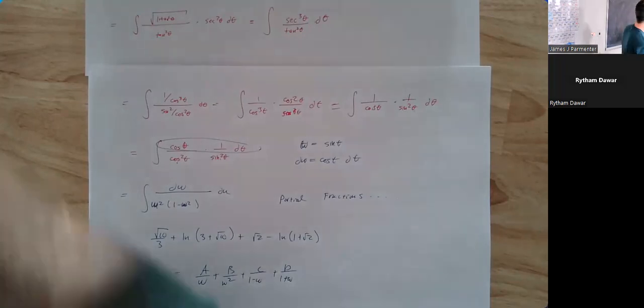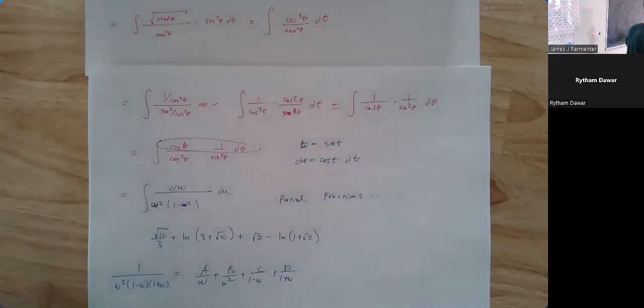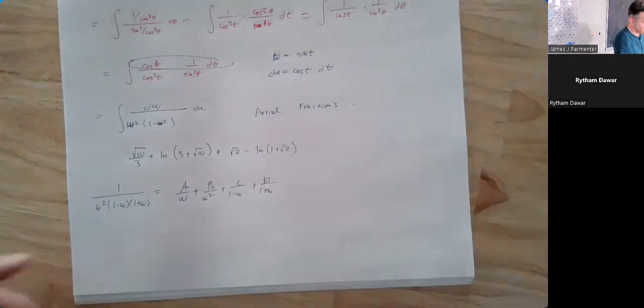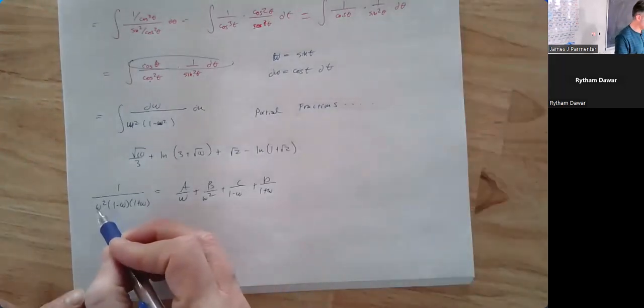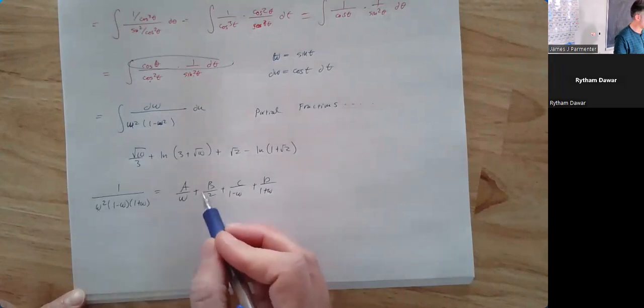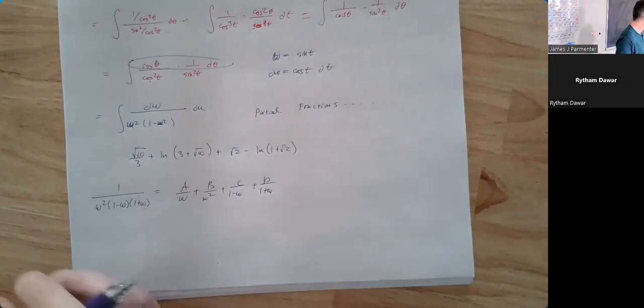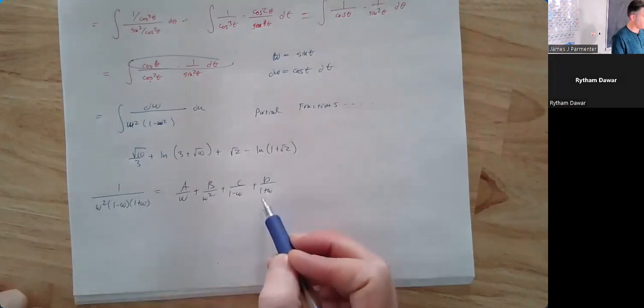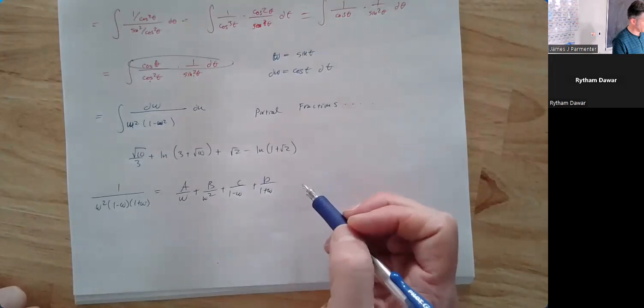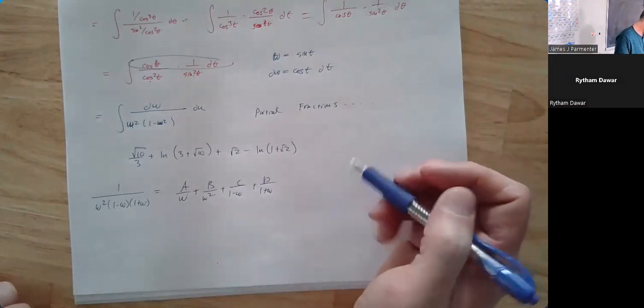Where did the w come from under the a? Because you have w squared. Right, so that's the thing. When you have a partial fraction decomposition, whenever you have a repeated linear factor, you have to have that highest power and every lesser power. Oh, okay. So if I had a 1 plus w cubed, I'd have a d over 1 plus w cubed plus an e over 1 plus w squared plus an f over 1 plus w.